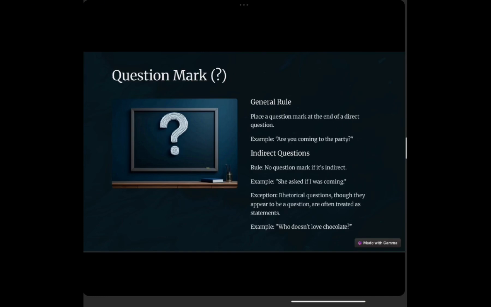But the exception is that for rhetorical questions, although they appear to be statements in meaning, they are still written as questions, so we have to use a question mark. For example, "Who doesn't love chocolate?" This is more of a statement than a question, but we still use a question mark.